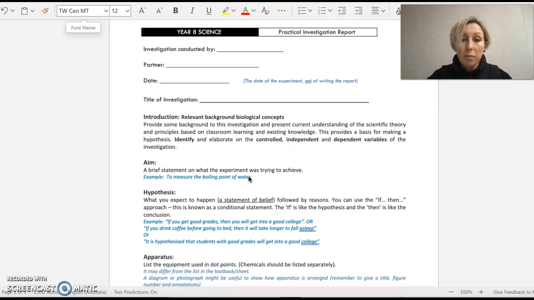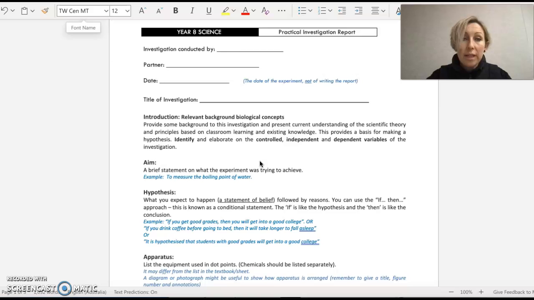You might relate it to particle theory or collision theory a bit later on. So try and do a little bit of research into the experiment that you're doing so that you can actually build an informative introduction. It wouldn't be unusual to include a reference in there, although it's not essential in Year 8.